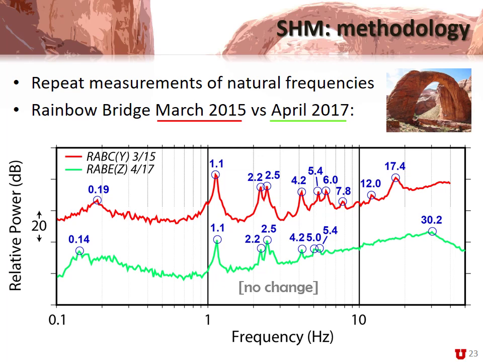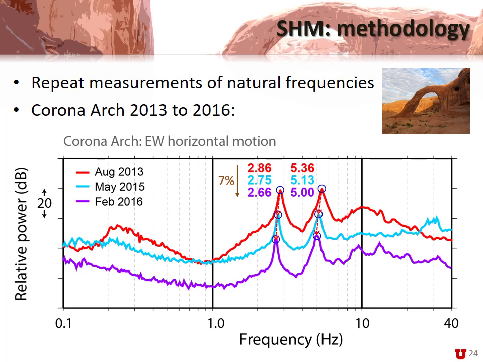Now, here's another example, Corona Arch. You can see some measurements between 2013 and 2016. This is slide 24. When we started August 2013, the first resonant frequency was 2.86. May 2015, it had gone down to 2.75. February 2016 had gone even further down to 2.66, and you can see that the second resonant frequency was tracking exactly the same in terms of percent change between measurements. Each time it went down, and it had dropped actually by 7%.